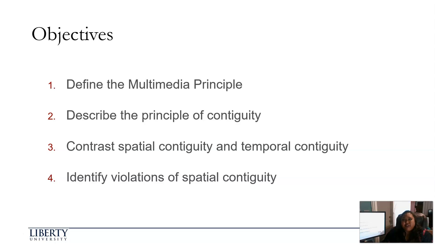So, what we're going to talk about today is the multimedia principle and how to get those things that we're trying to learn into our long-term memory, and what's the best way to teach in order for our students to be able to remember what we are sharing with them.